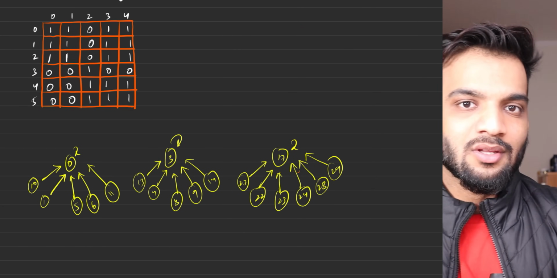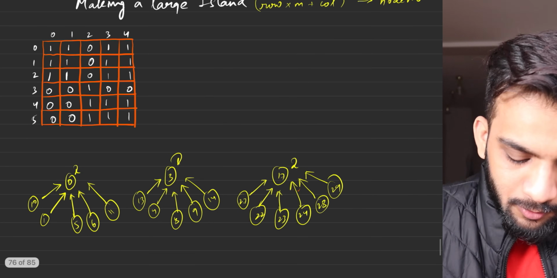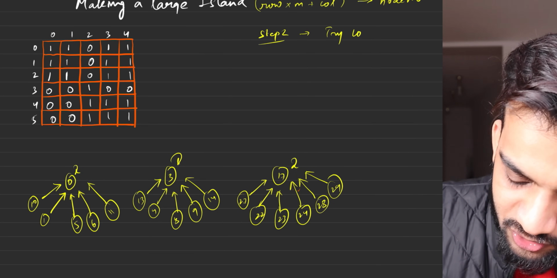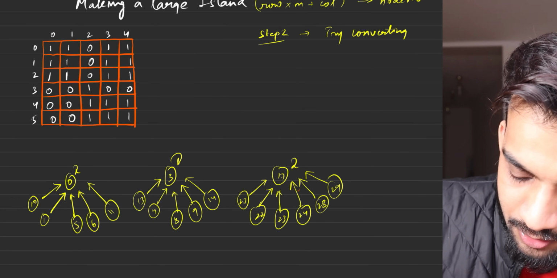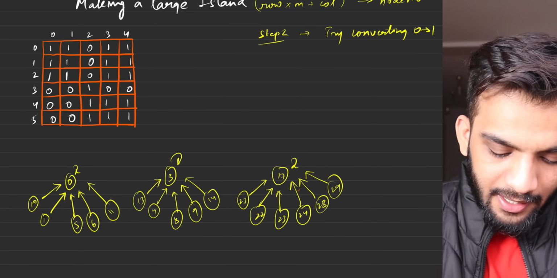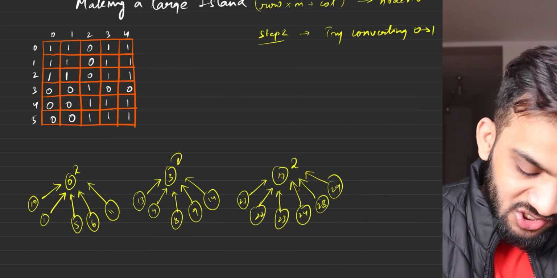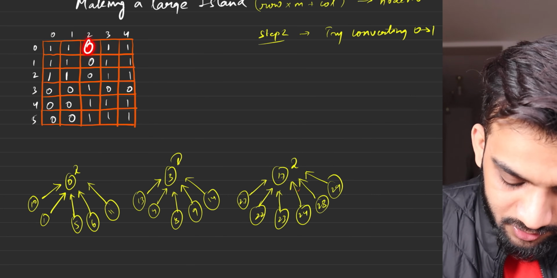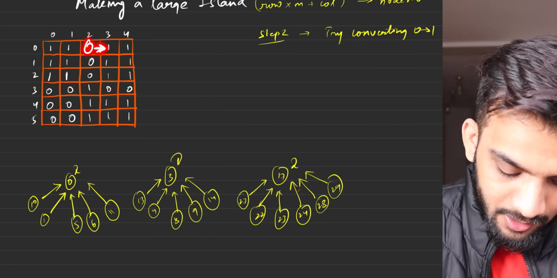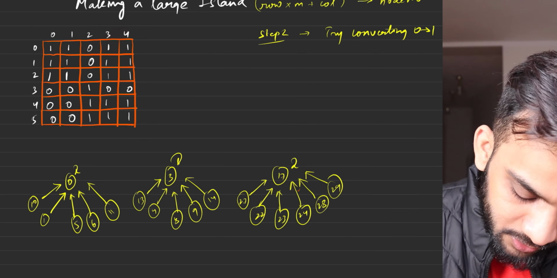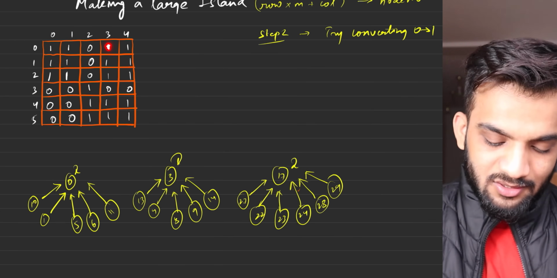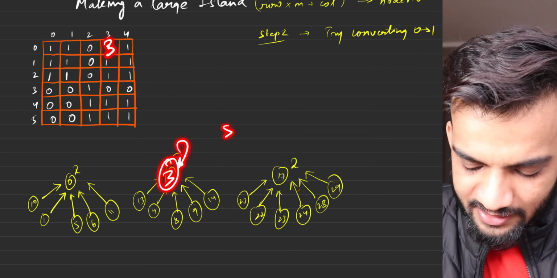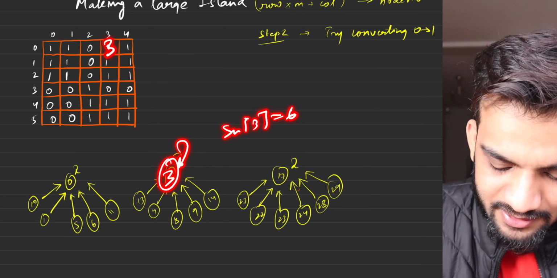Now, the point comes where we solve the problem, which is step 2. Try converting every 0 to 1. So I go and try to convert. Do not convert, just stand here because it's a 0. Look at the right. At the right, you figure out this cell, and this cell is 3. You see 3 is the parent of himself, so you figure out the size of 3 is 6. So you add 6 to the answer.